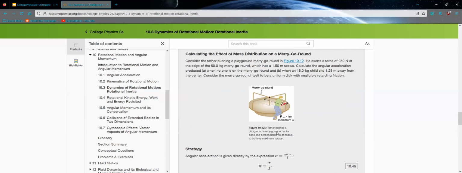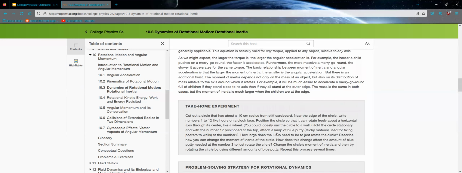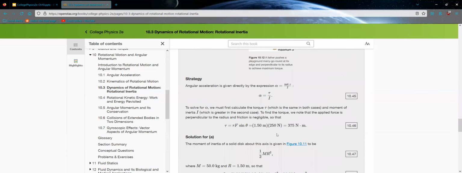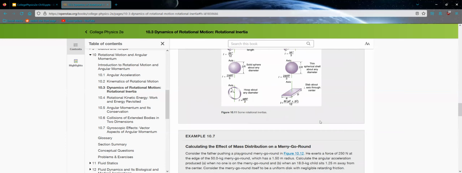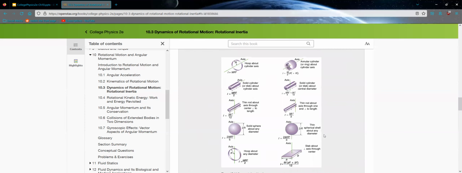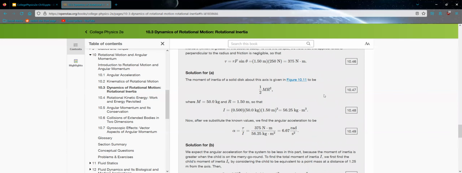Well, a solid disk is given to us by the equation. Where's the equation? One half M R squared, M of course being the mass, R being the radius. Yeah, figure 10.11. There we go. Where's it at? Oh, it's this one here, right? One half M R squared, because R1 and R2 are equal, so it's a solid disk. It says they butt up to each other, so you don't need to add the halves.